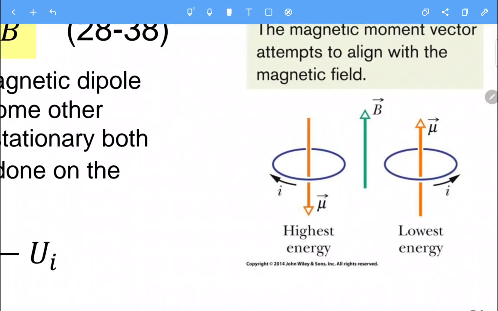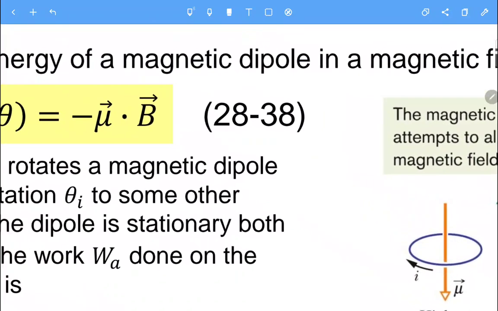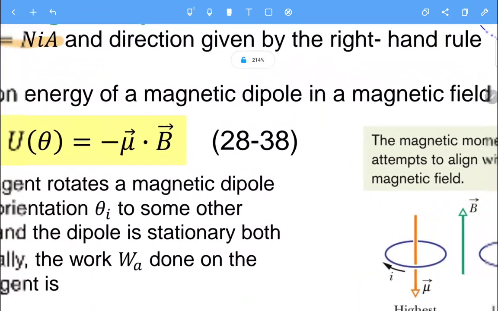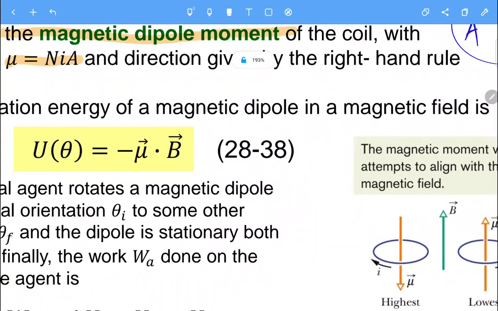If this one points in the opposite direction, which means the angle is 180 degrees, then cosine 180 degrees is negative 1. So in that case, negative mu dot B will be negative mu B times cosine 180 degrees, which is negative 1. So the two negative signs cancel. So it will be mu B, which is the largest possible value for this potential energy. Okay.